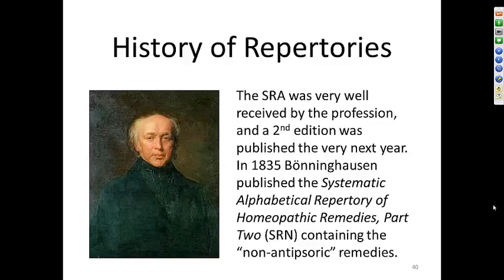He's got the SRA, which is a systematic alphabetical repertory of antipsoric medicines, and then the SRN, which is a systematic repertory of non-antipsoric remedies. Okay, these are two. They're constructed in very similar ways. They're exactly identical in construction. They just have different remedies. Some contain what were considered to be psoric remedies, and some contain what were considered to be antipsoric remedies.